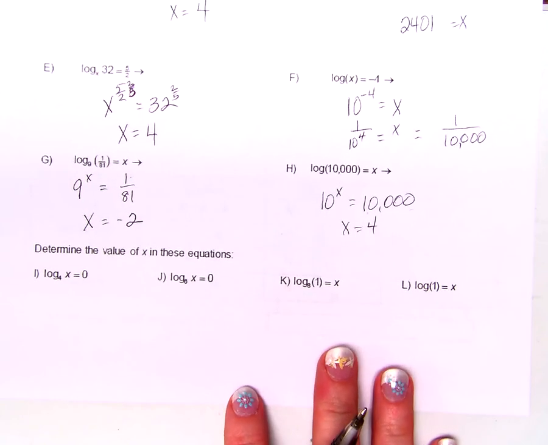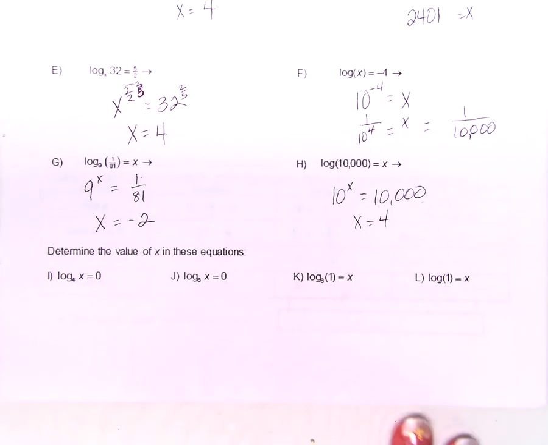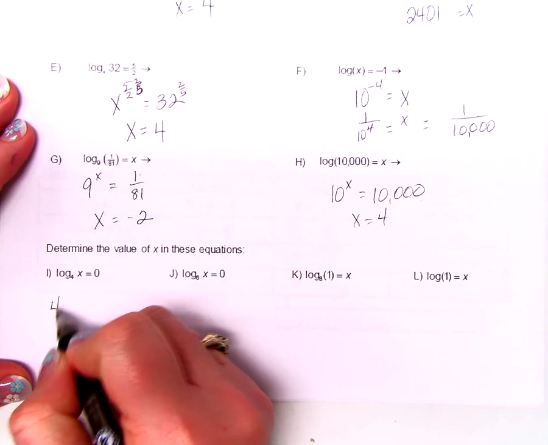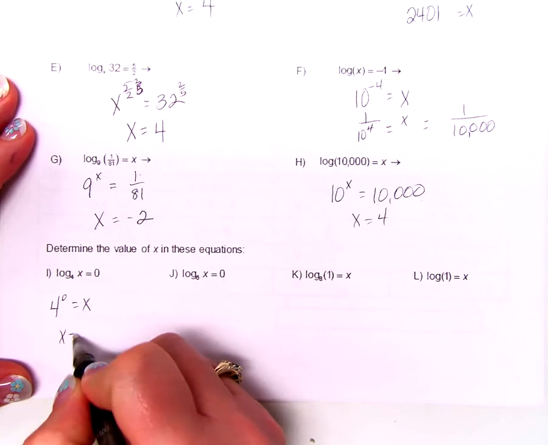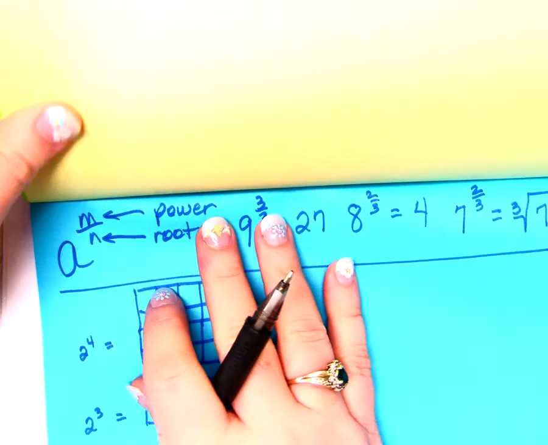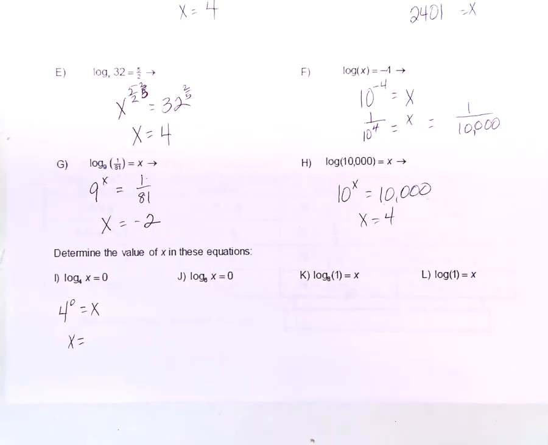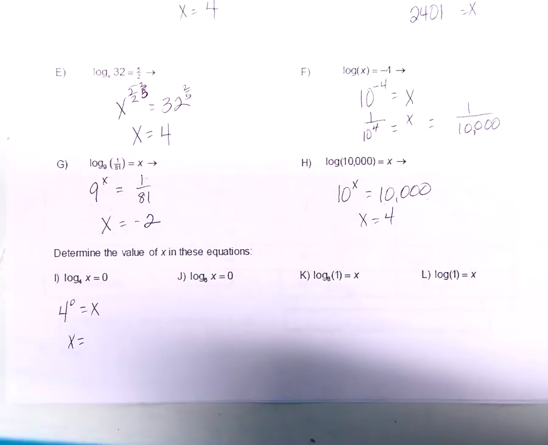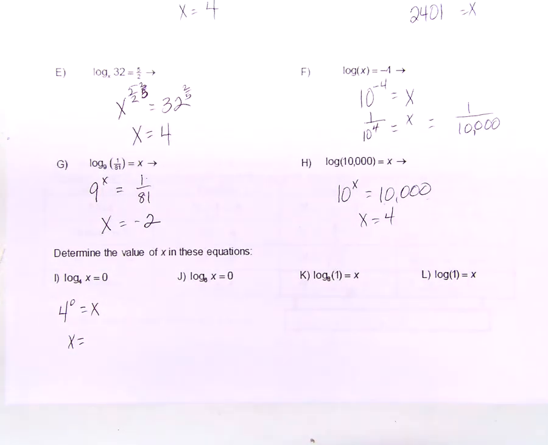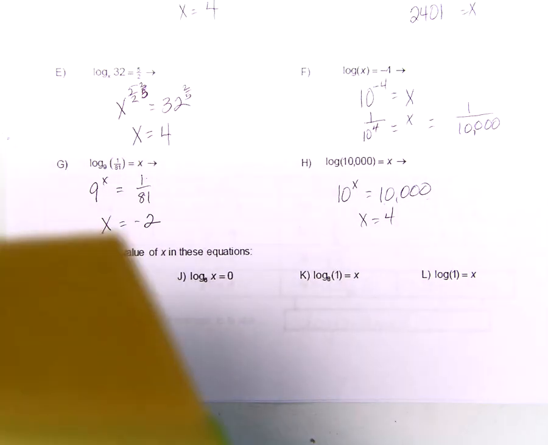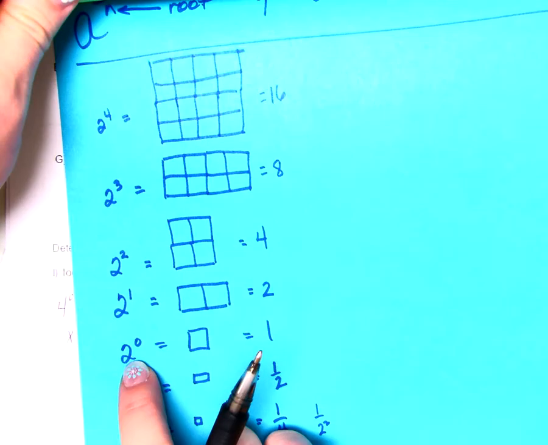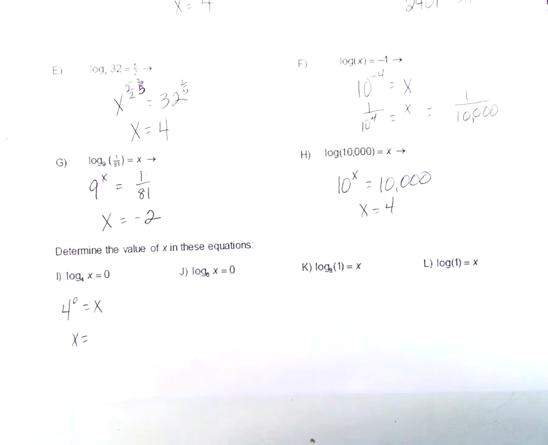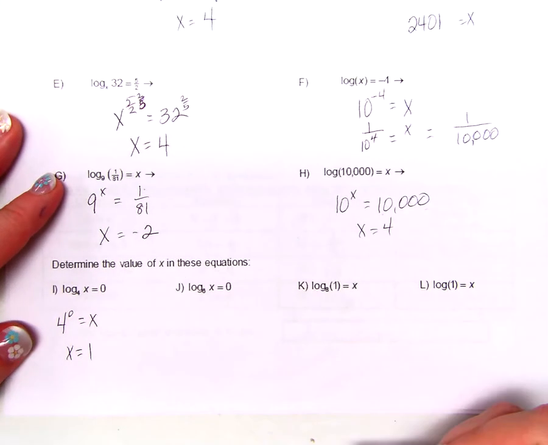You ready for I? I mean the letter I. 4 raised to the 0 power equals x. What does x equal? Because on our foldable we said... Wait, where is it? Do we put it on our foldable? The 0 thing? Yeah, the 0 thing. Oh yeah, here. Anything to the 0 power is what? 1. Oh look, x equals 1.